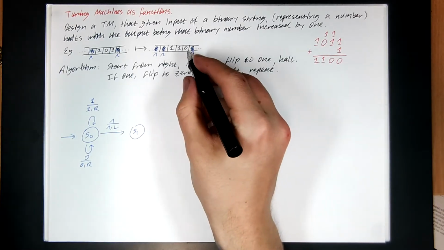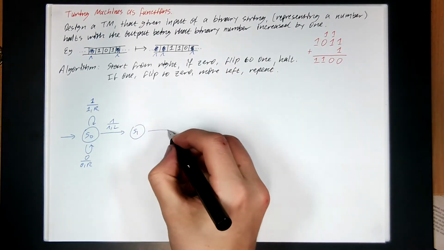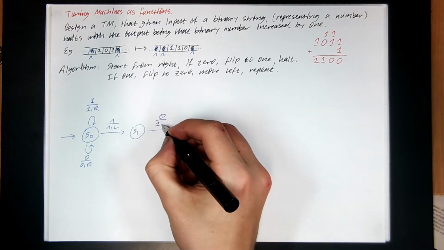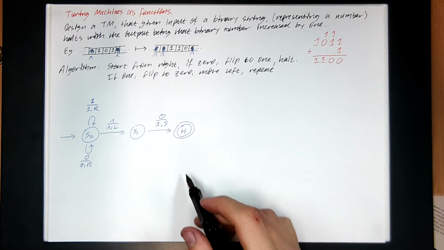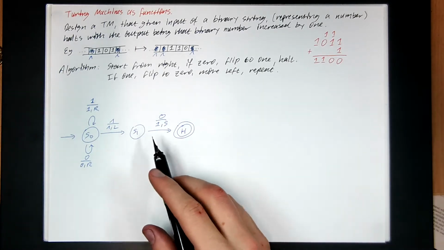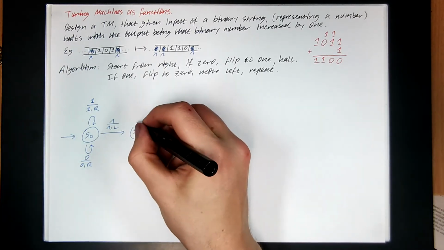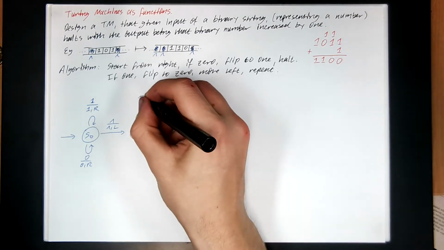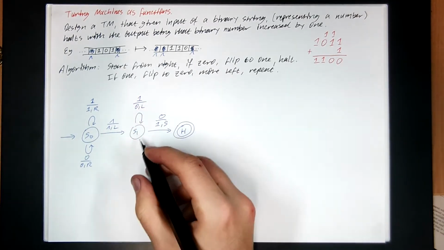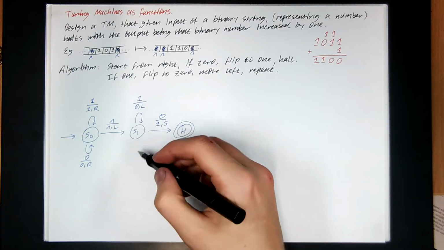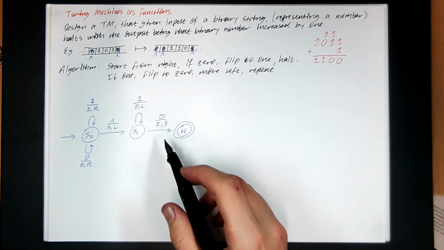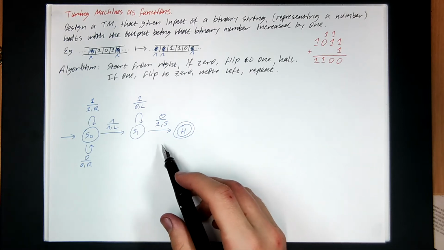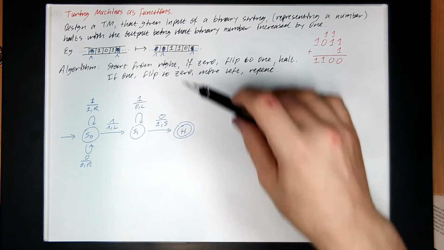If I see a 0, flip it to a 1 and then halt. Halt in the accepting state. If I see a 1, flip it to a 0, move left and then try again. And then I'm stuck in a loop, flipping 1s to 0s until I see a 0 and flip it to a 1. Okay? So let's try this Turing machine.